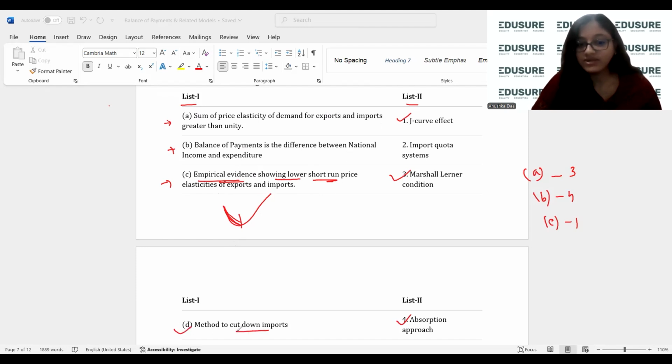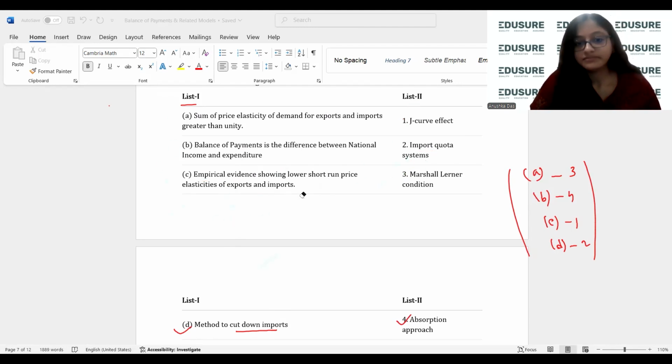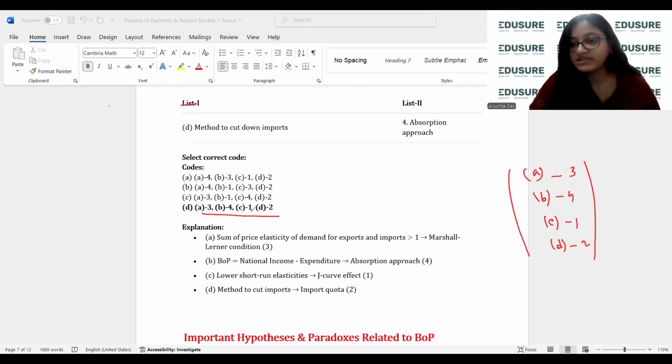And the final is a method to cut down imports. That is the import quota system, which we haven't covered already, but we will do this probably in the next video. We'll go into the trade barriers, tariff barriers, and all the other kinds of barriers. So this will be the right kind of matching. A is 3. Let me come down and match it. See, here D will be the right option. A is 3, B 4, C 1 and D 2.